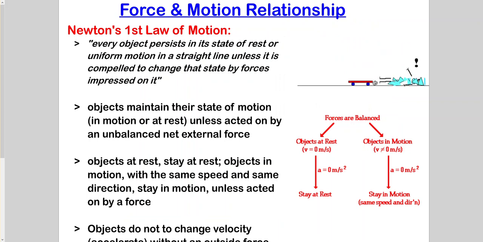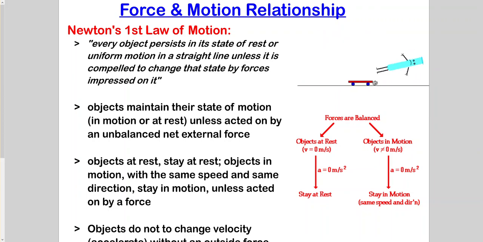Newton's first law of motion, in Newton's exact words, is, quote, every object persists in its state of rest or uniform motion in a straight line unless it is compelled to change that state by forces impressed on it. So in other words, what we commonly say is objects at rest stay at rest, and objects in motion stay in motion, unless they are acted on by some force. We've heard that many times before. We heard that at the start of this unit.